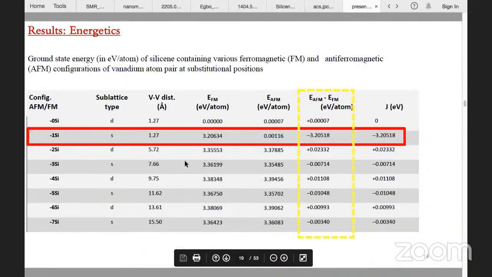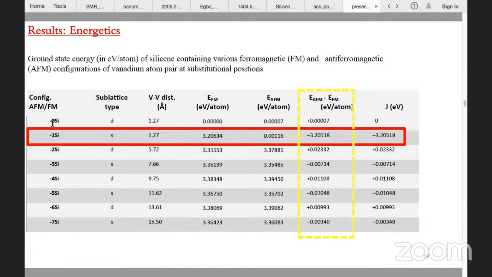So back to the vanadium pair that we talked about. What we discover is that we have named this in such a way that, if you look at the first column, when in the substitution position, the vanadium atoms are at the nearest position to each other and there's no silicon atom that separates them, then you have this zero silicon. When they're separated by 1 silicon, then we have this. When they're separated by 2 silicon atoms, then you have that, and so on and so forth.